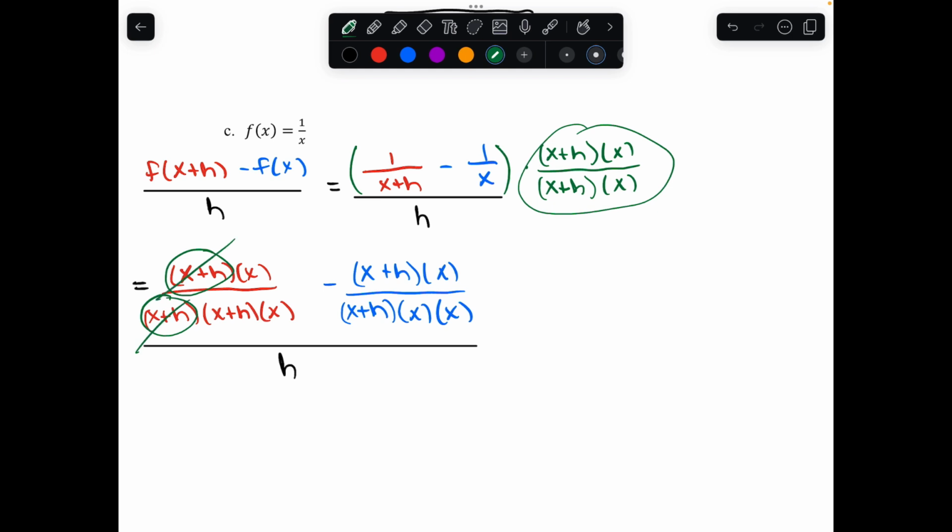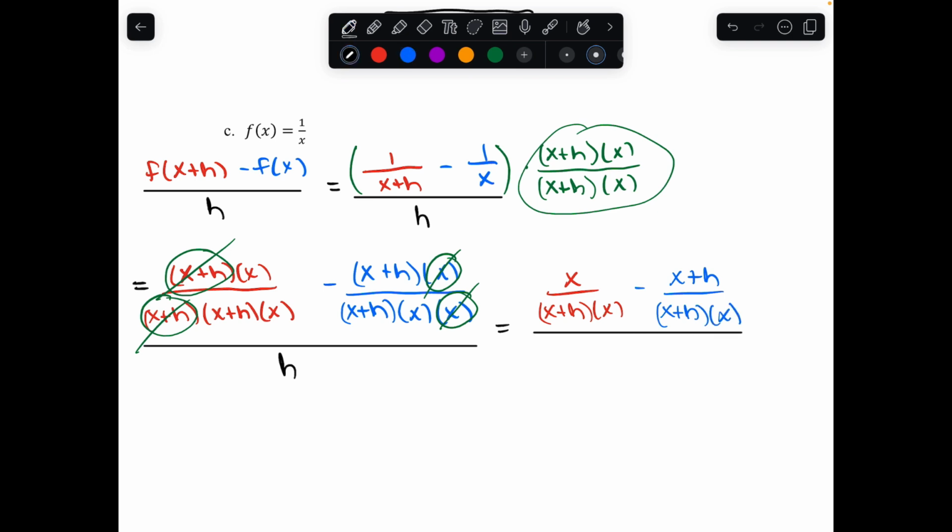And then in the blue, I have an x and I have an x right here, so those two can cancel out. So what am I left with? I'm left with x divided by (x plus h) times x, minus (x plus h) divided by (x plus h) times x. And of course everything is divided by h.